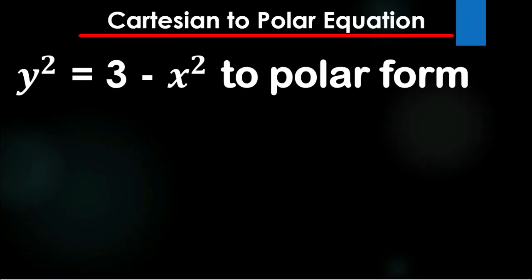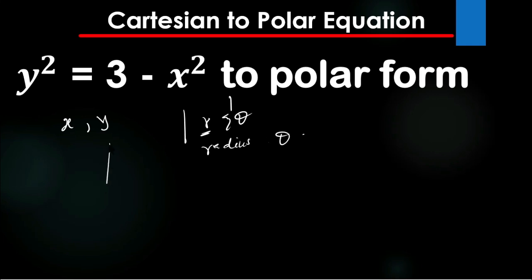Today we'll be seeing how to convert Cartesian or rectangular equations to polar equations. First and foremost, let me explain what Cartesian or rectangular equations are. They come in the form of x and y. And your polar equations come in the form of r and theta, where r is the radius and theta is the angle the radius makes with the x-axis.